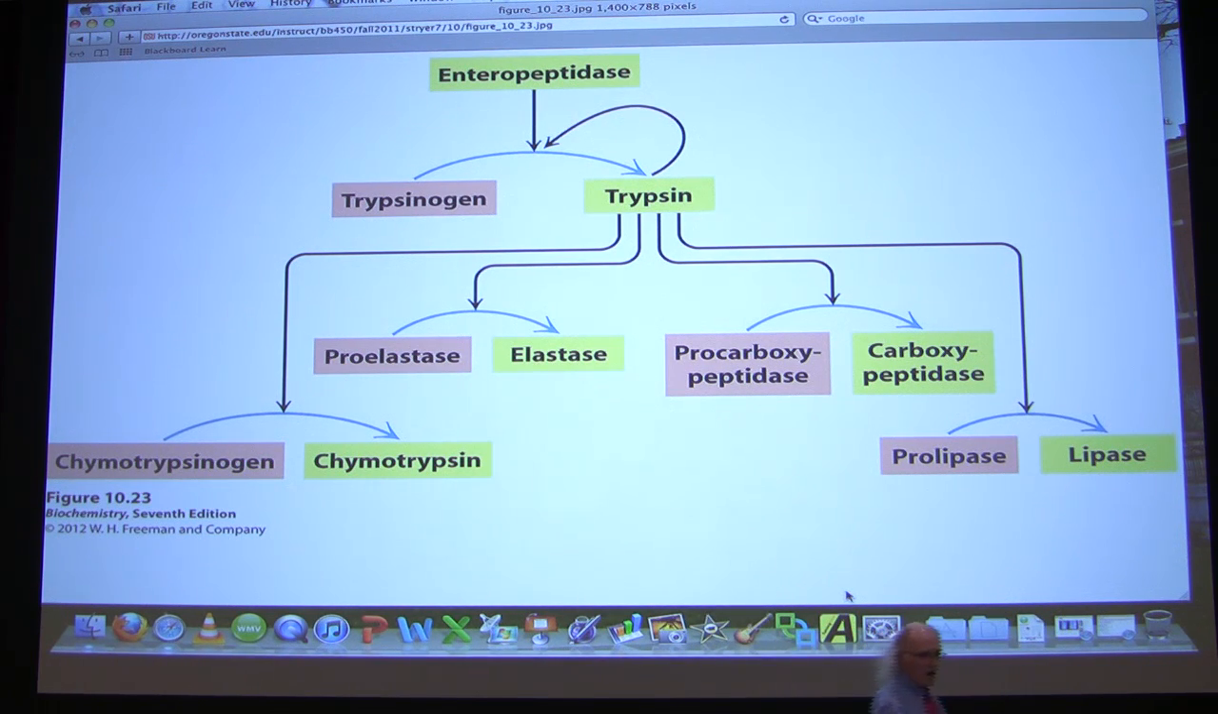Okay. So that's cool. Now, I said I was going to tell you something else about elastase, and this is a really cool story. So let me tell you this story.